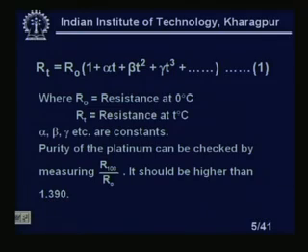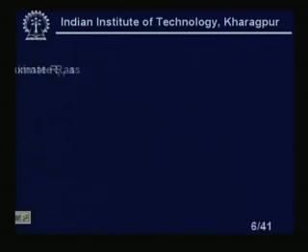So, purity is one of the thumb rules. To check the purity, once you get the resistance thermometer, you check its ratio, resistance at 100 degree centigrade upon resistance at 0 degree centigrade. You measure it, and it should be higher. If it is higher than 1.390, it is better.